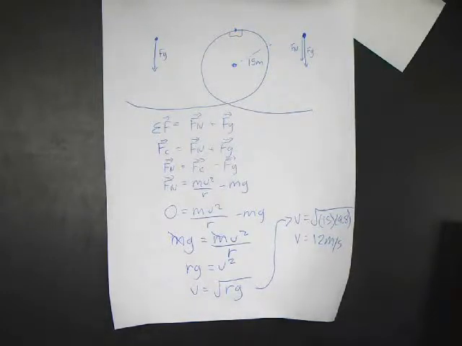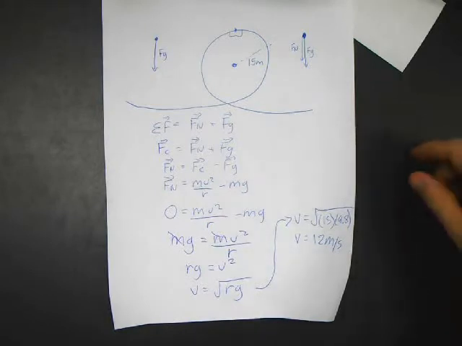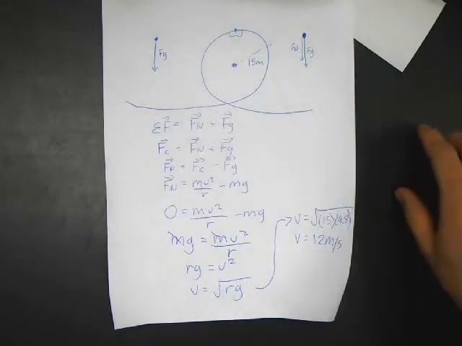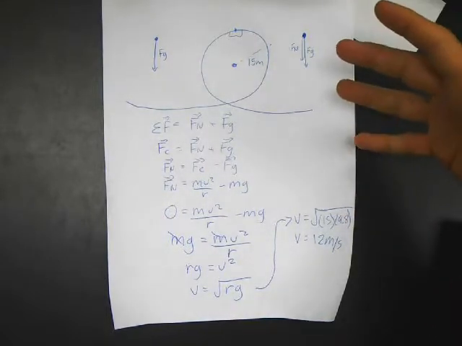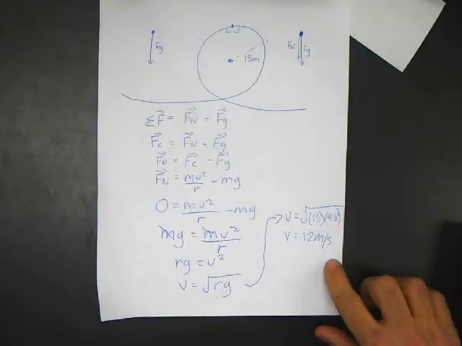Alright guys, today we did a few examples. First one was the minimum speed we need to do a loop-the-loop in a roller coaster. It's got a radius of 15 meters. We found the minimum speed it needs to go was 12 meters per second.